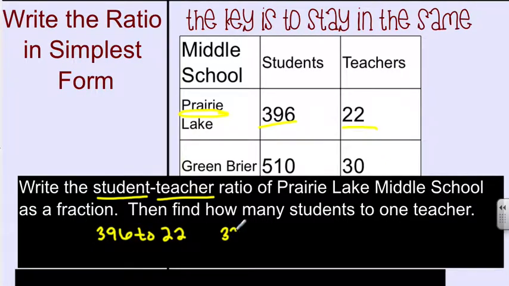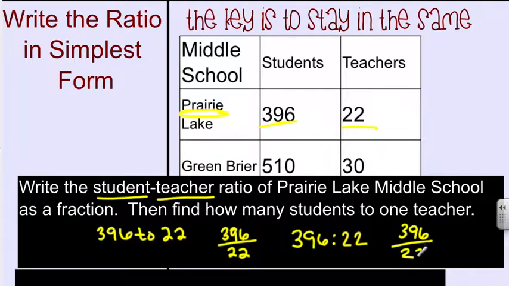Another way to write it would be 396 over 22 or 396 colon 22. Now there's a problem with each one of these. As your teacher, I would have to mark them incorrect. The first thing that should pop into your mind is the fact that all of these are even, so they can be reduced. So 396 over 22 can be reduced.